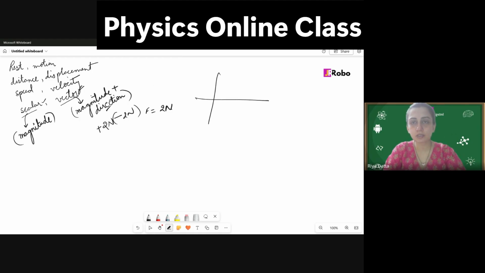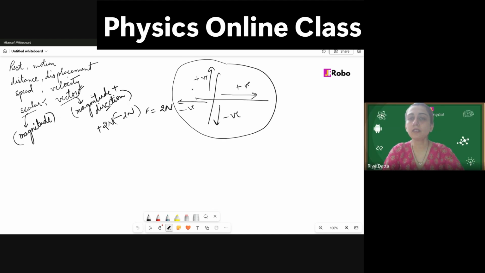I told you this quadrant system, that when we go in this direction, it is positive. When we go upwards, it's positive. When we go in this direction, negative. And when we go downwards, also negative. So by this system only, you have to remember the signs, plus or minus.